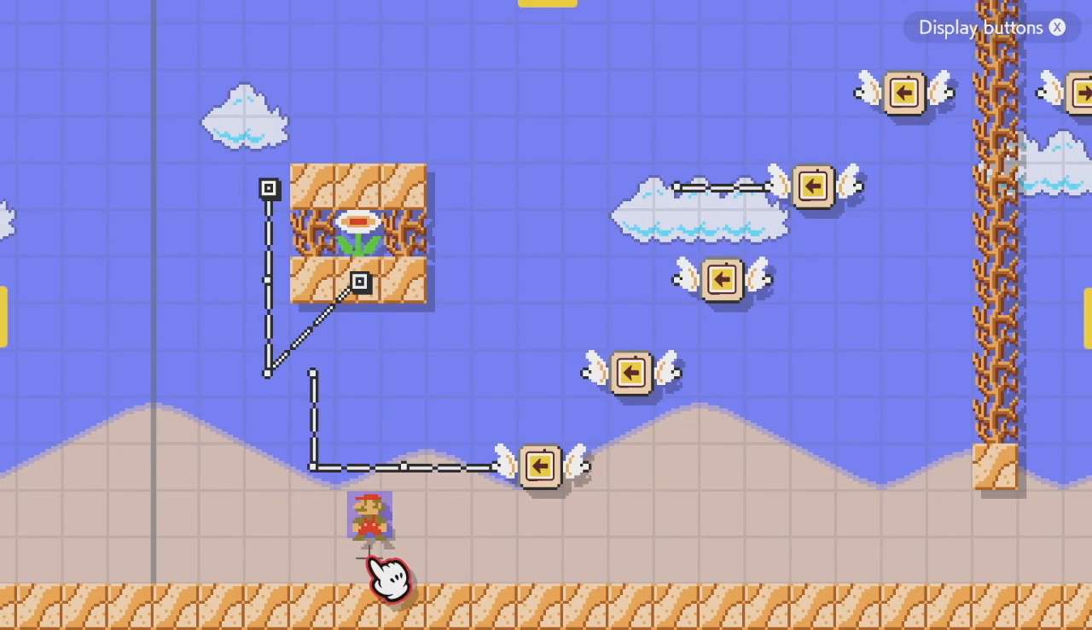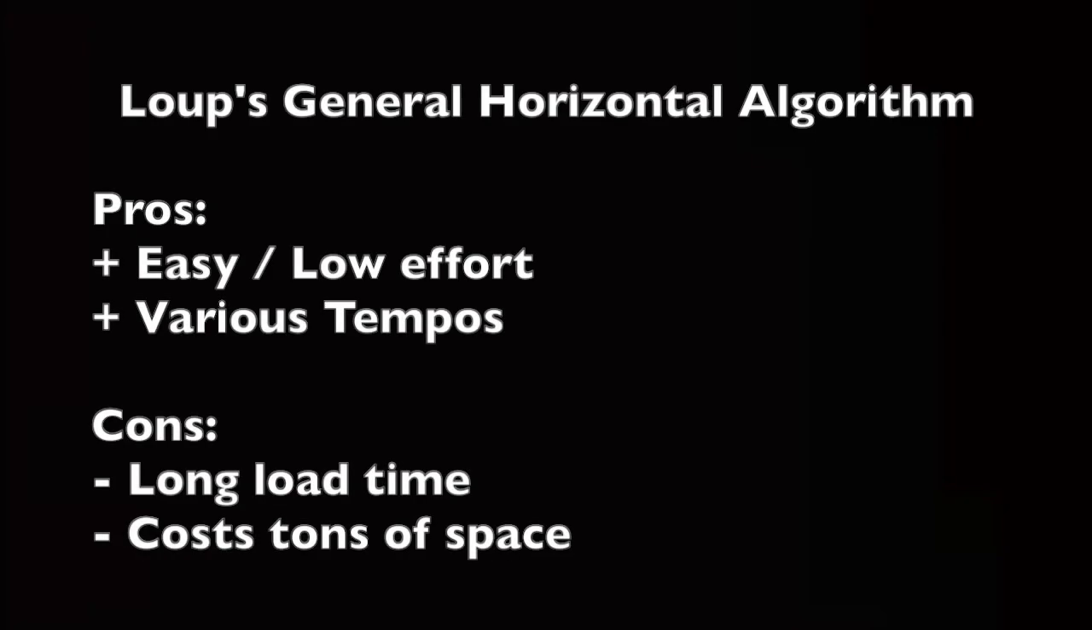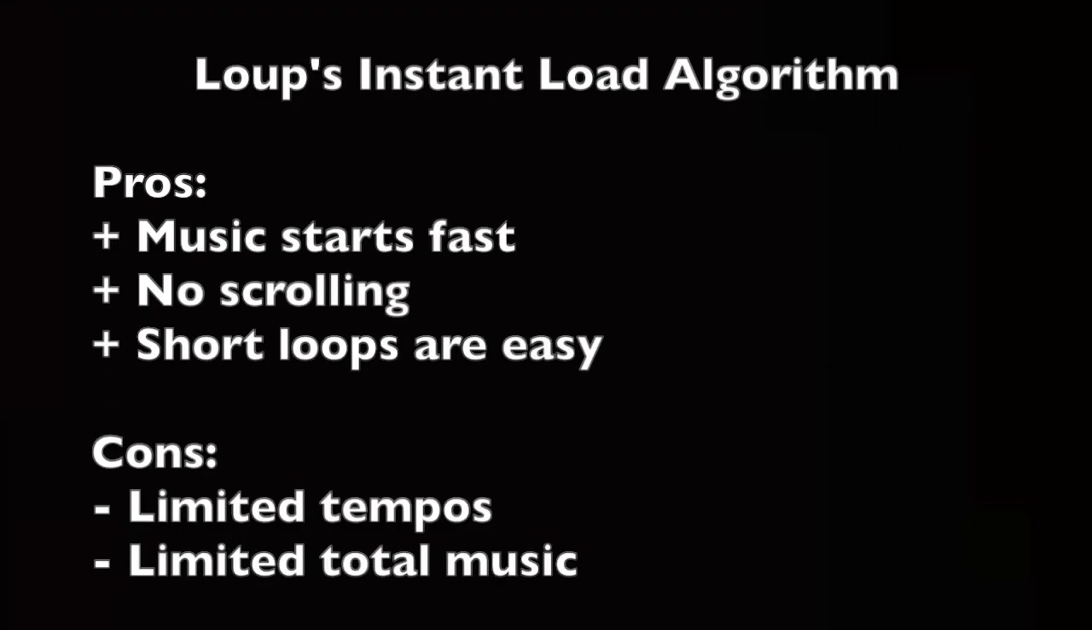Here's where the paths diverge. First, I'll show you my general horizontal algorithm, which allows you to get a wide variety of tempos, but the loading time for the level is going to be really long. Second, I'll show you my instant load algorithm, which allows you to get all the music playing very, very quickly, but there's only two tempos that you can play.